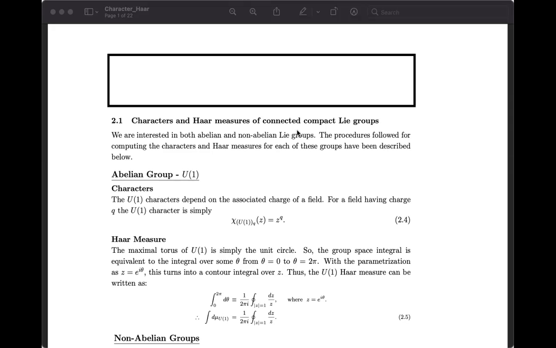So we are interested in both abelian as well as non-abelian Lie groups. And just to recall, abelian means the generators commute, and non-abelian is when the generators do not commute. For example, SU(2) and SU(3) are non-abelian Lie groups, and U(1) is one example of an abelian group, or SO(2).